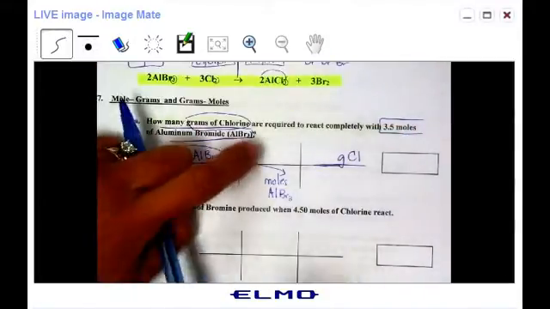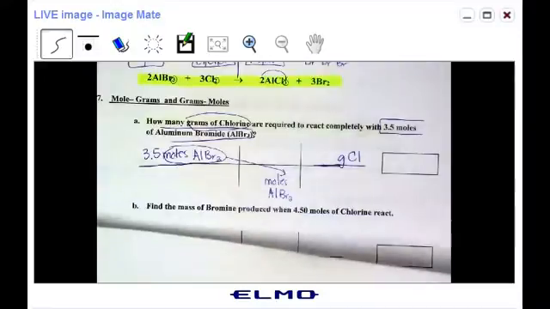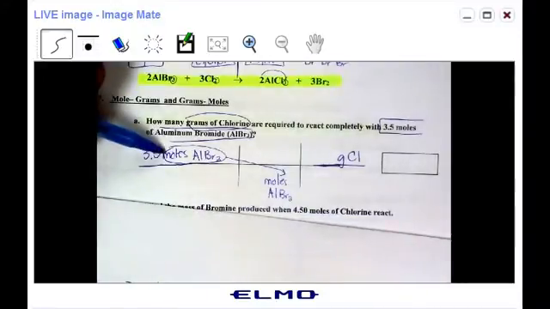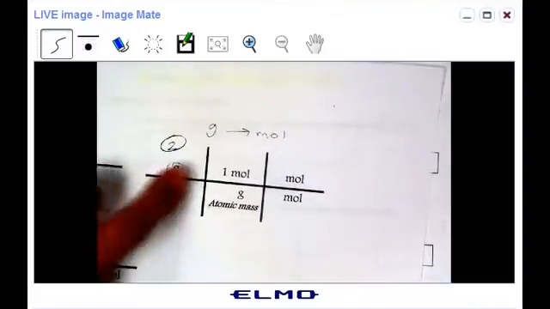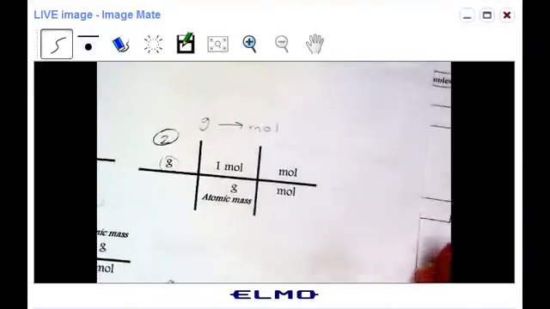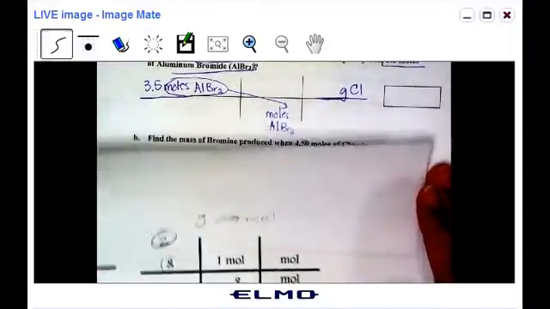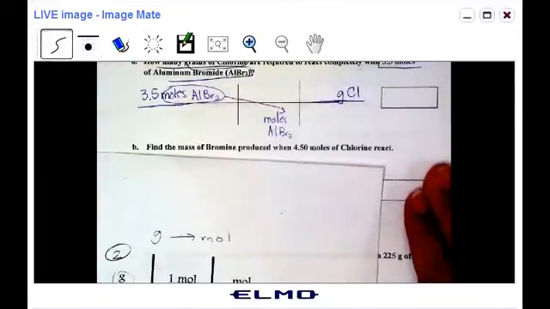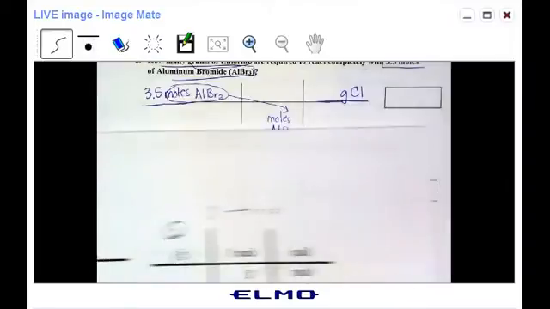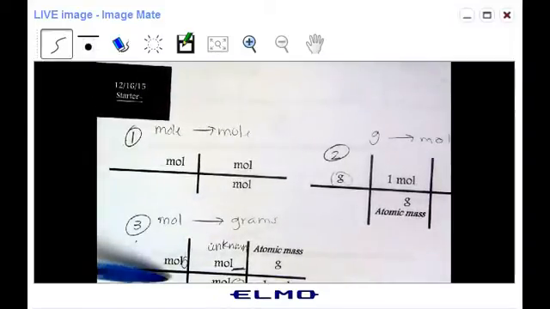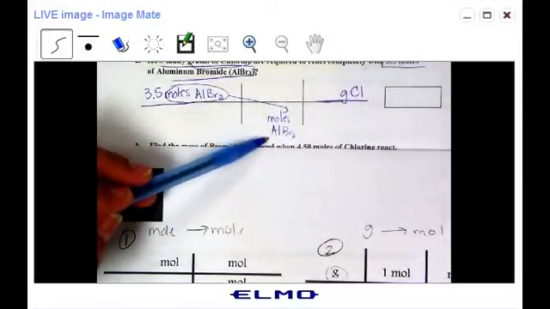Okay, if I'm not sure what goes in these two boxes, I'm going to refer back to this sheet. I am given moles and I'm going to grams. According to my notes, I'm sorry guys, I was given moles to grams. So I'm going to look at number 3, moles to grams. And according to these notes, what goes on the bottom was what I was given. I was given the AlBr3.